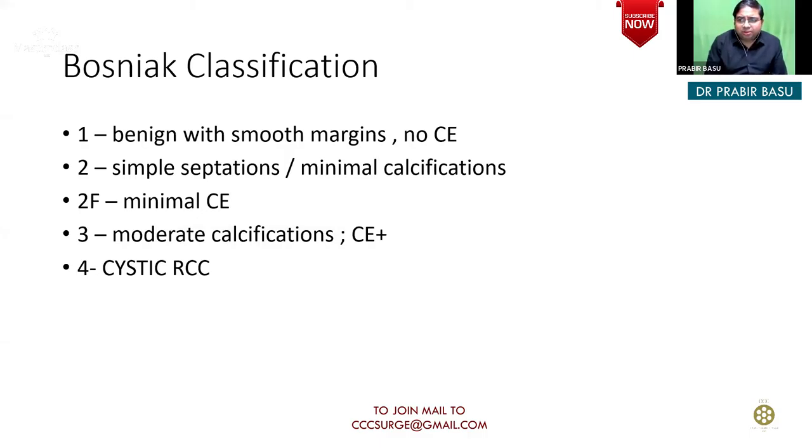What I want to hammer on is that most of the renal cystic masses are Bosniak 1. That is, there is no contrast enhancement and the cyst is basically a simple cyst. A simple cyst means there's no calcification, no nodularity, and no hairline septations. These are three topics you have to understand: septations, hairline septations, smooth margins, and all these things that I talked about, nodularity and calcifications, and no contrast enhancement.